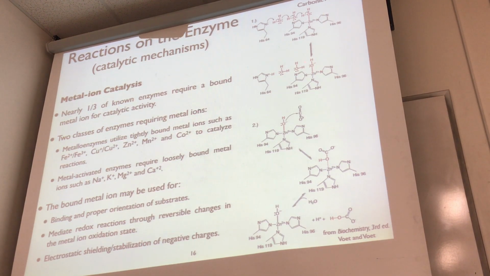We now have our stabilized hydroxide. The stabilized hydroxide attacks the CO2, generating carbonate bound to the metal center. This is displaced by water, giving us our carbonic acid, regenerating our bound hydroxide. Right? And so this enzyme continues.